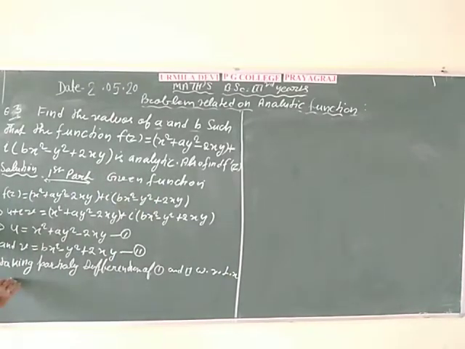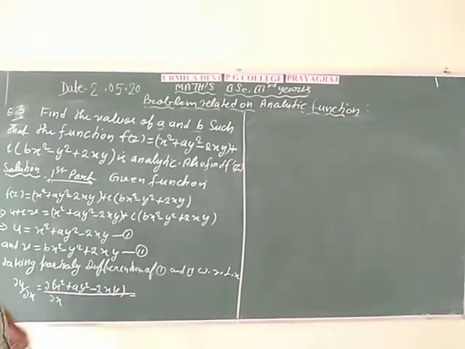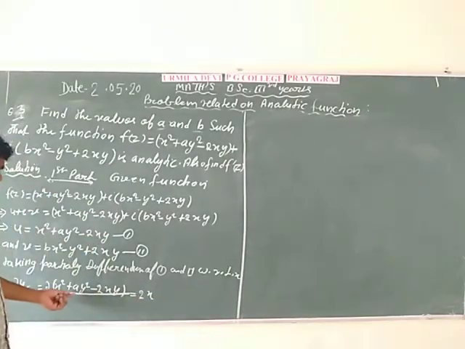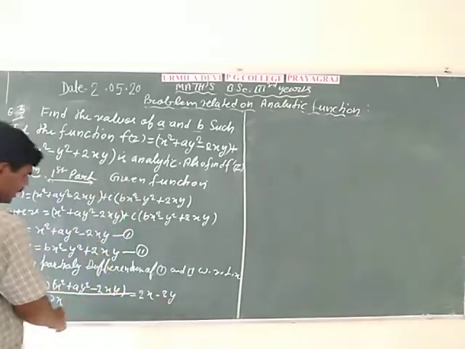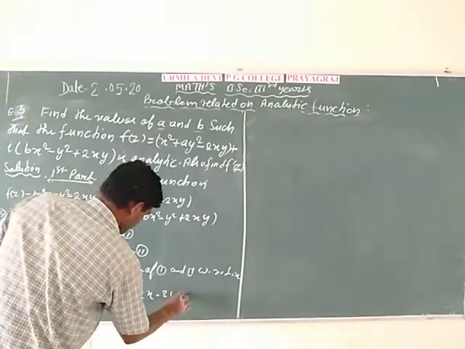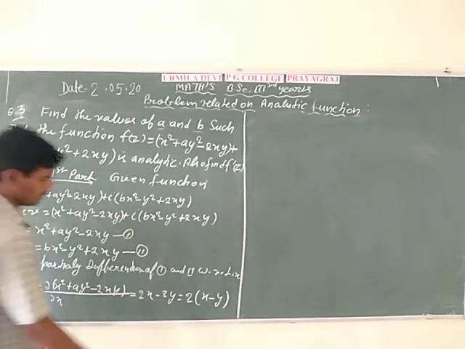So ∂u/∂x, putting the value of u from the first equation, is ∂/∂x of (x² + a y² − 2xy). The derivative of x² with respect to x is 2x. For a y², a and y are both constant, so its differentiation is 0. For −2xy, y is constant, so it is −2y. So ∂u/∂x = 2x − 2y = 2(x − y), represented by equation third.